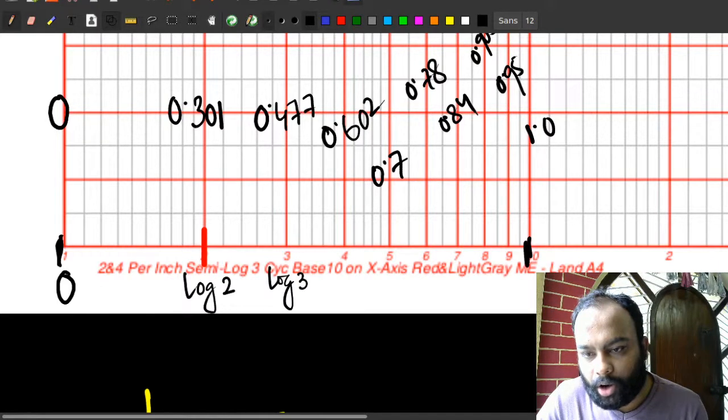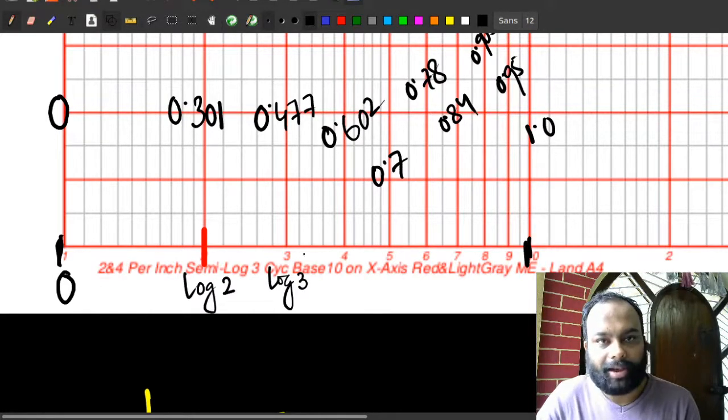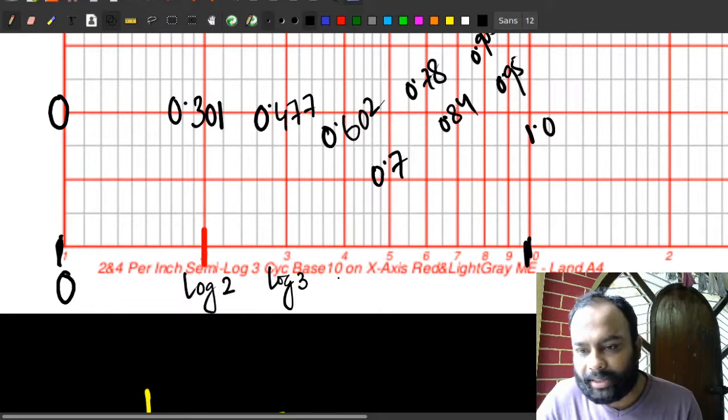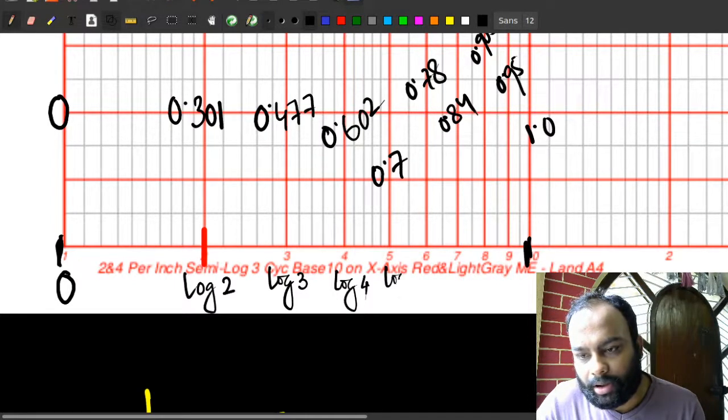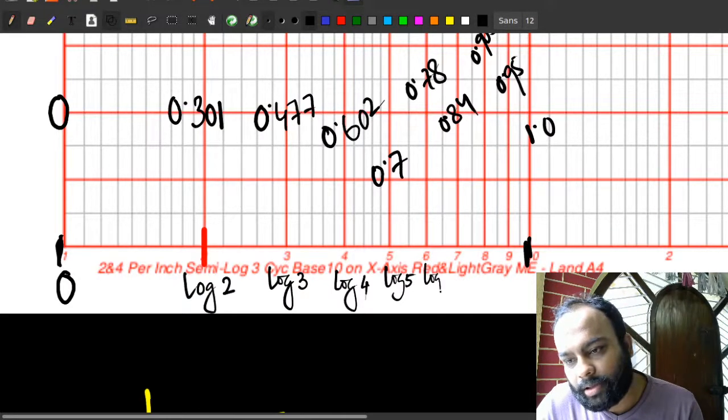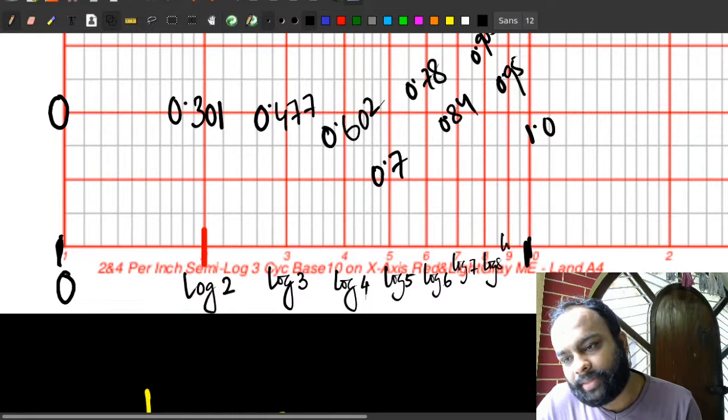What about this length? This was log 3. And look very closely, there is a 3 right here. How about this length? This is log 4. How about this length? This is log 5. How about this length? Log 6. How about this? Log 7. Log 8. And this is log 9.